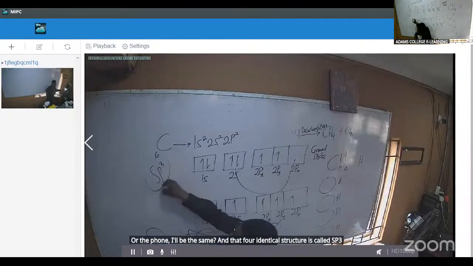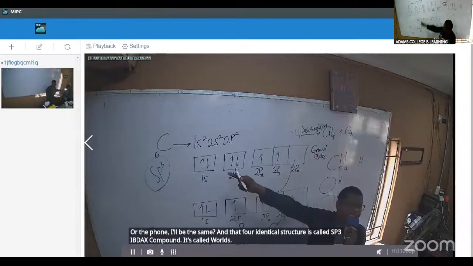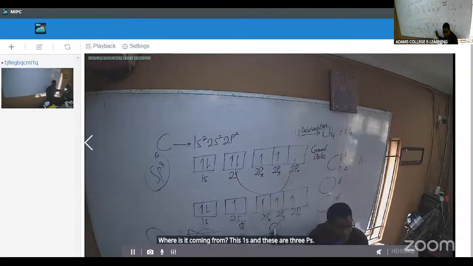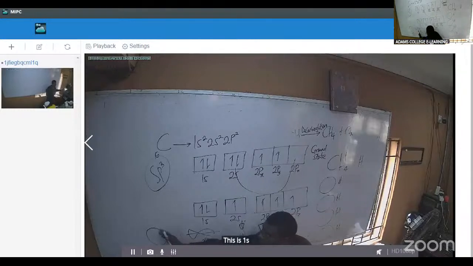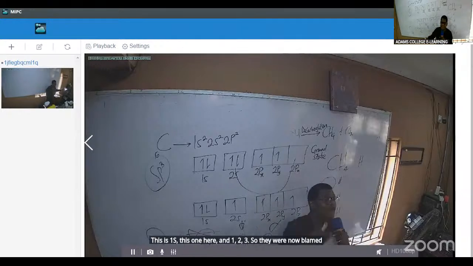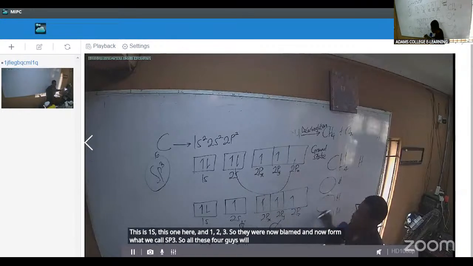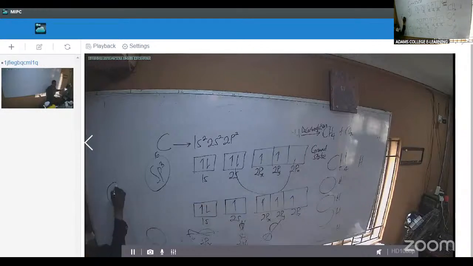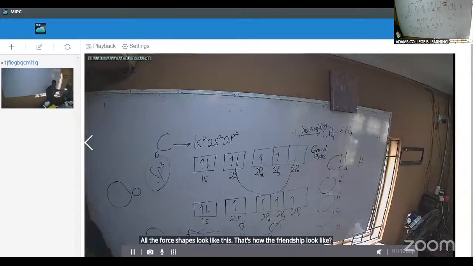Where is it coming from? This 1s and these 3 p's. That's how you got sp3. This is 1s, and 1, 2, 3. So they will blend and form what we call sp3. So all these 4 will now come. What are they going to see? All the 4 shapes look like this. Where is it coming from? From the spherical and the partially dumbbell. So this is how the 4 look.